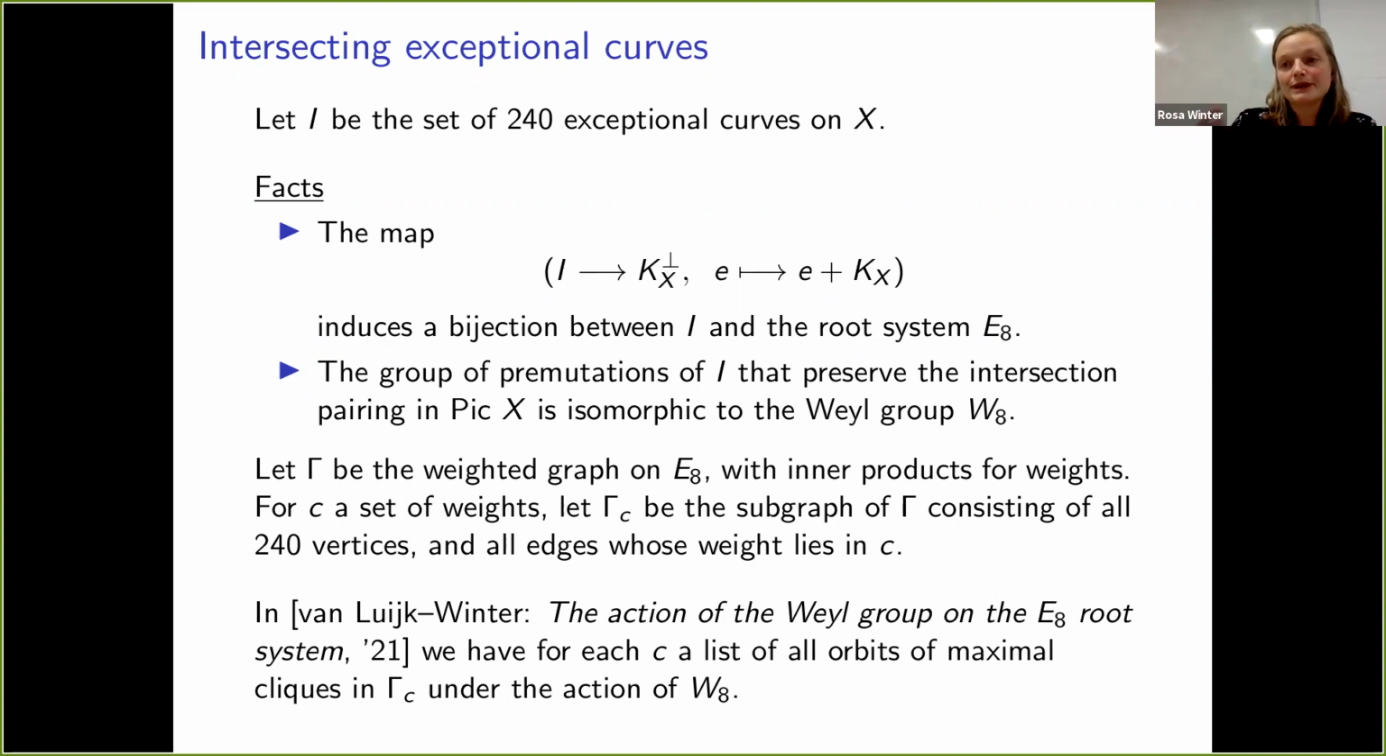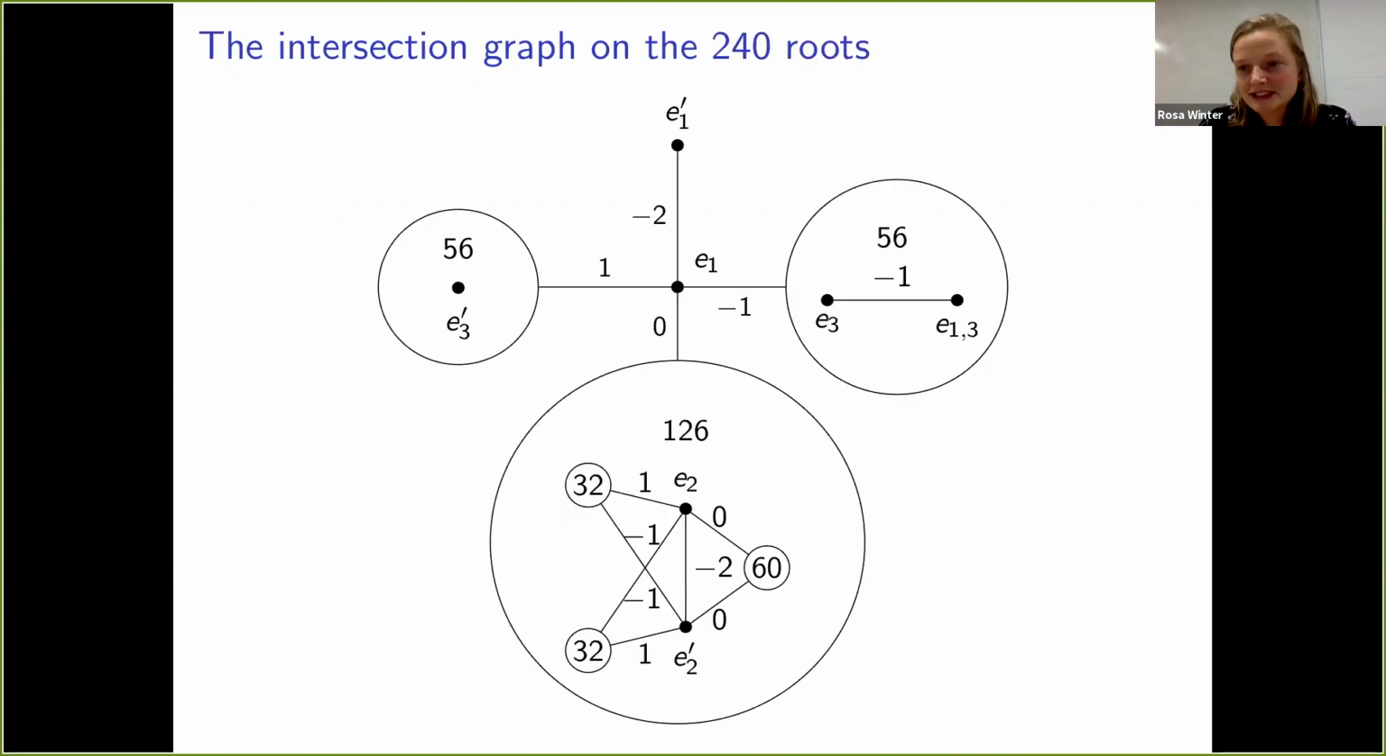So we have a lot of information about how these exceptional curves can intersect, because they are one-to-one with the roots, and we have this whole information about the graph on the 240 roots, all the cliques in this graph basically. And here's just a part of this big graph. As I said before, you cannot really draw it, but these are some of the results that we found.